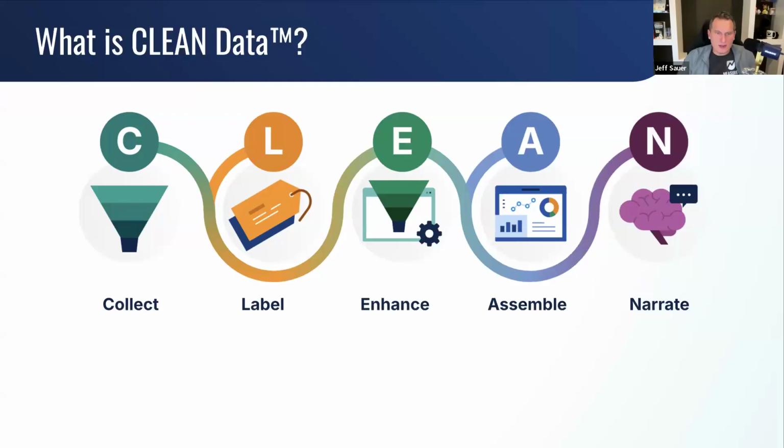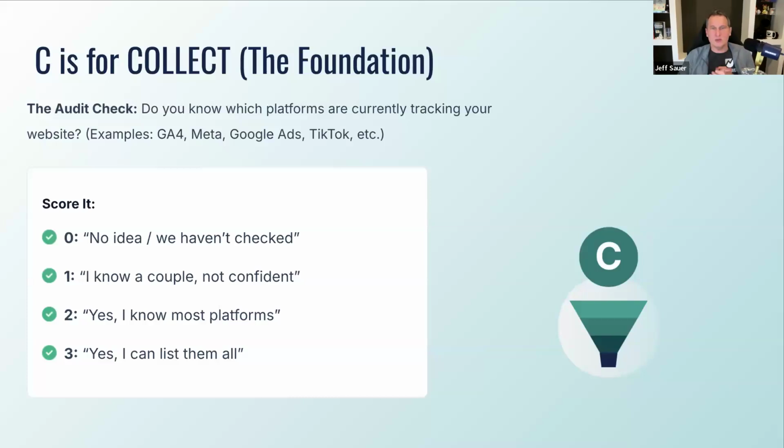Okay, so I'm going to go a little bit more in depth and get into our audit now. So the next thing we want to do is our mini audit. I'm going to get right into the action here after explaining the framework. And really, we have 5 simple questions, and it's around the 5 elements of clean data. So the first thing is, when you're talking about collecting data, do you know which platforms are currently tracking on your website?